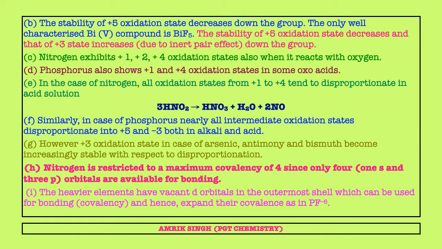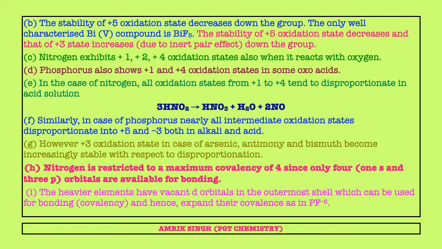Point B, the stability of +5 oxidation state decreases down the group. The only well-characterized Bi(V) compound is BiF5. The stability of +5 oxidation state decreases and that of +3 state increases due to inert pair effect down the group. Inert pair effect is already studied in class 11th.